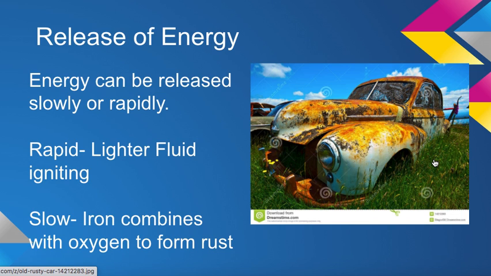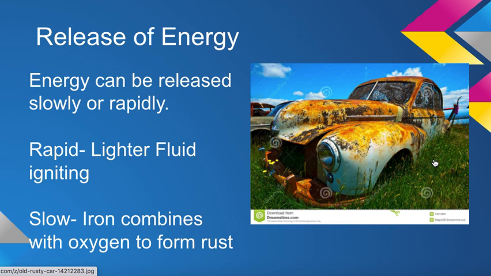Slow release. Other materials also combine with oxygen but release thermal energy so slowly that you cannot see or feel it happen. This is the case when iron combines with oxygen in the air to form rust. The slow release of thermal energy from a reaction also is used in heat packs that can keep your hands warm for several hours. Fast and slow release of energy can be compared in Figure 8. So energy can be released slowly or rapidly. Lighter fluid, boom, you get this big explosion. That's a fast release.